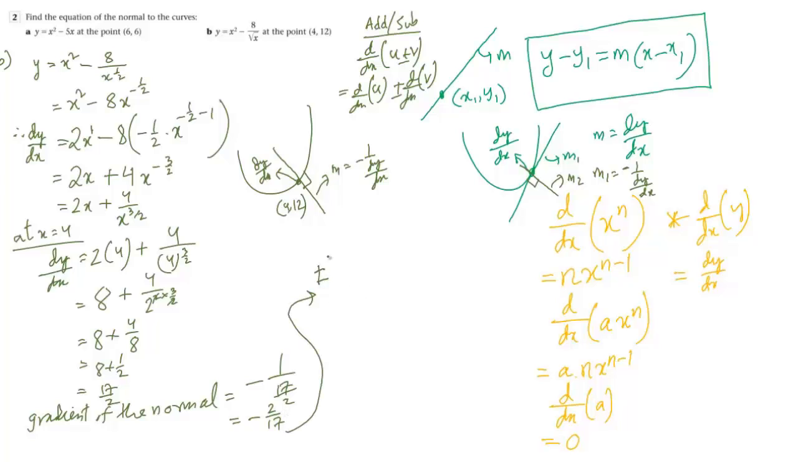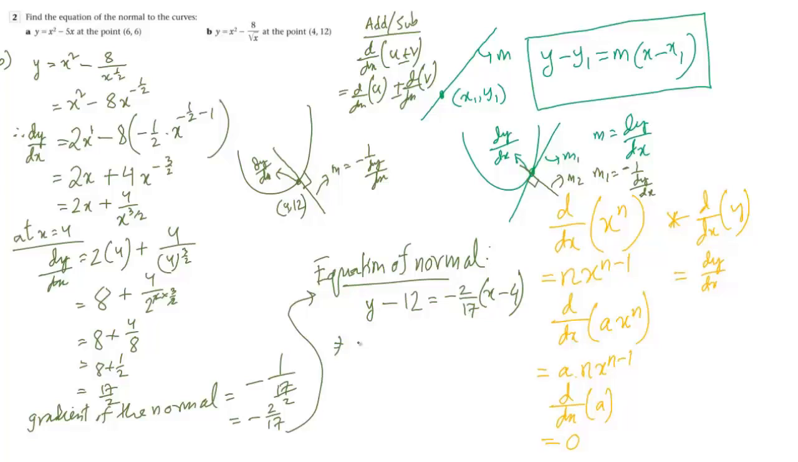Now let's find the equation of the normal line. y minus y1 equals m times x minus x1. So for the equation of the normal, the point is 4, 12. So y minus 12, the y coordinate. Remember that rule: the tangent has the same gradient, the normal has minus 1 by m2, and the equation of a line is going to be y minus y1. So y minus 12 equals m, which is minus 2 by 17, times x minus x1, which is 4.